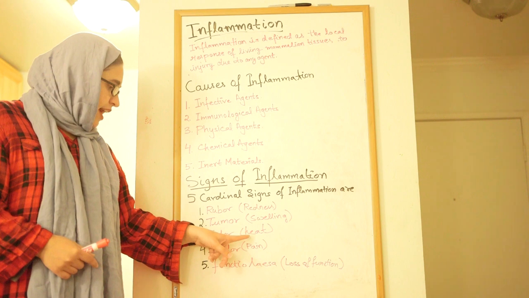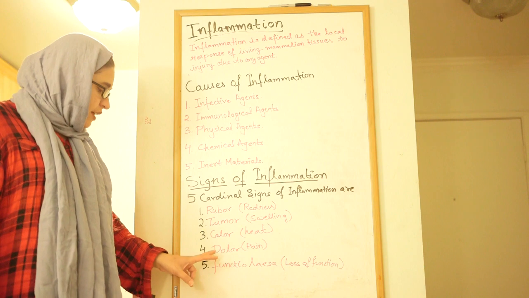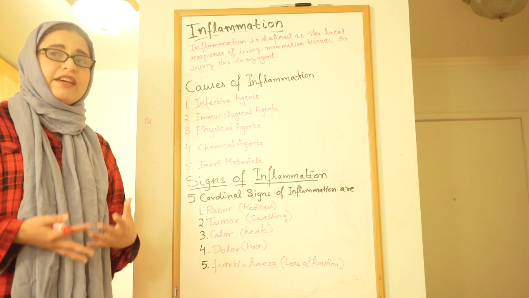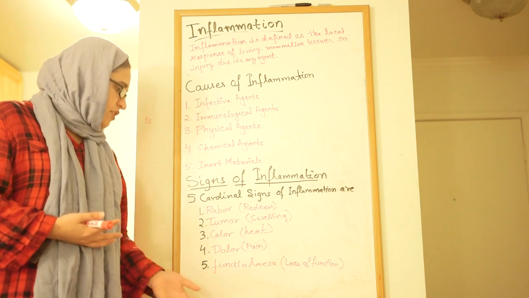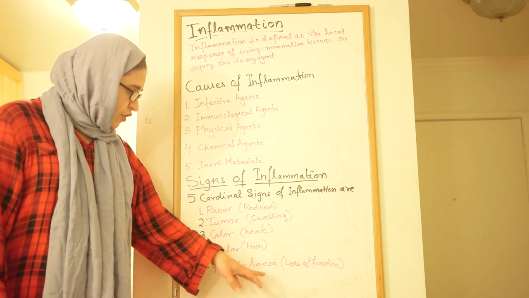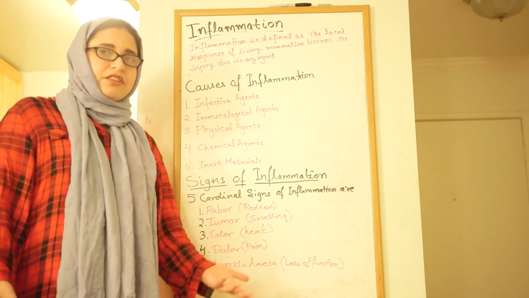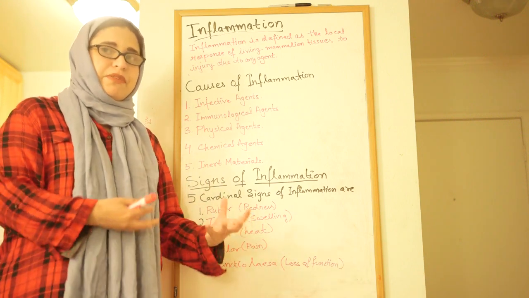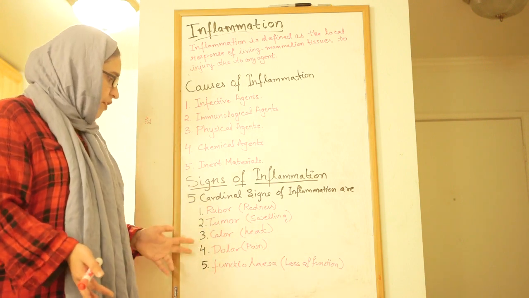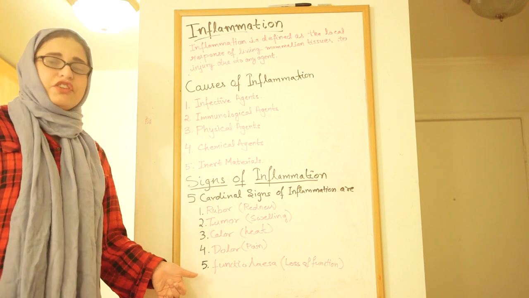Then calor. Calor means heat. Whenever there is inflammation, there is heat. Then we have dolor. The patient may complain of pain. Wherever there is swelling, there will be pain. Then functio laesa, loss of function. Whenever there is inflammation, the person may lose the function of the part in which he has inflammation. So these are the 5 cardinal signs: rubor, tumor, calor, dolor, and loss of function.